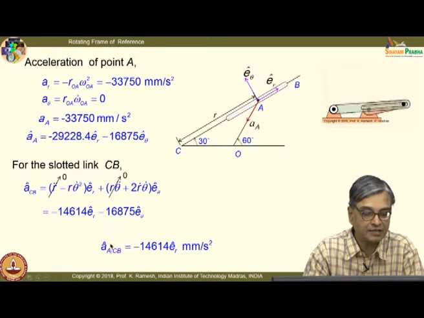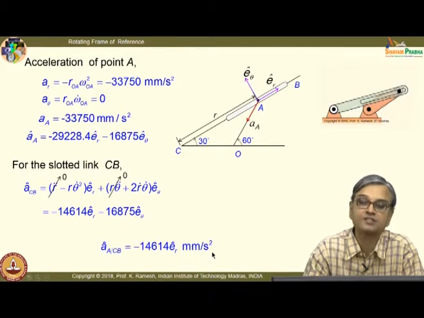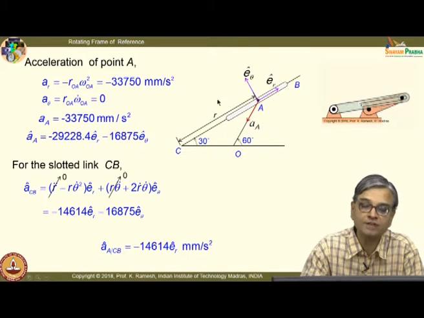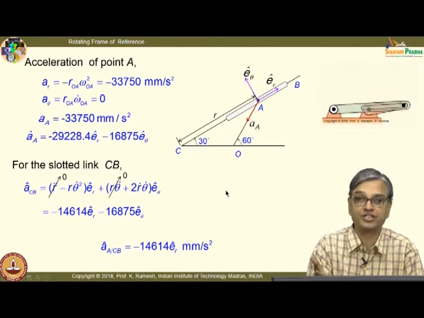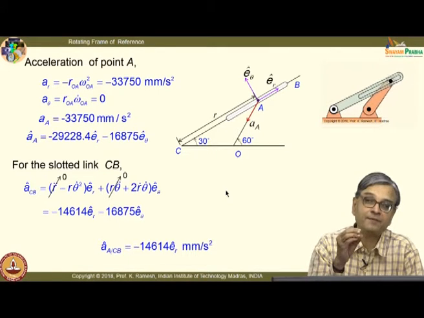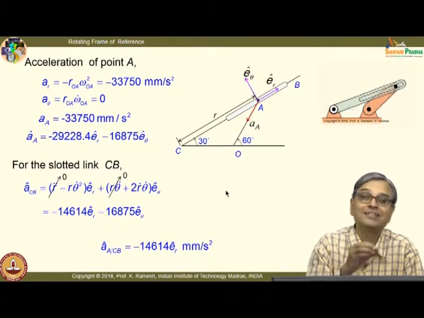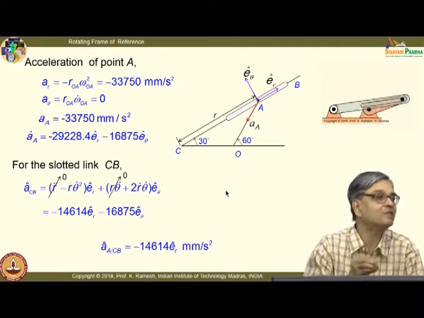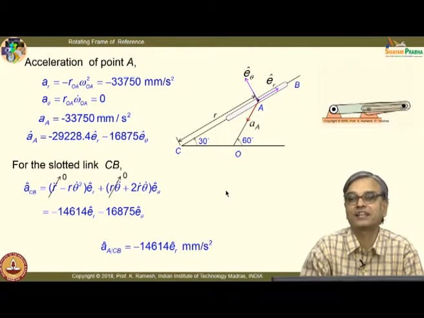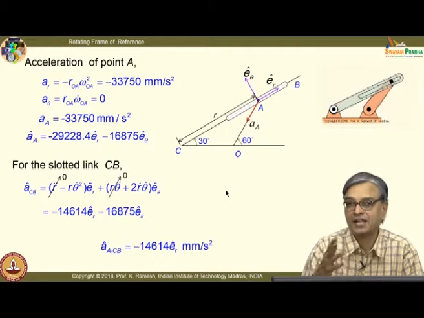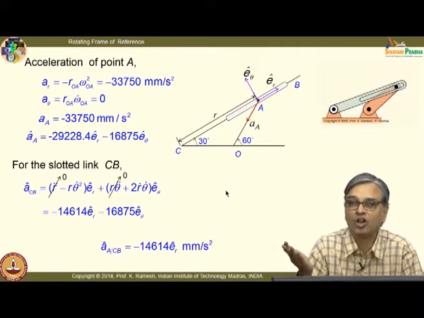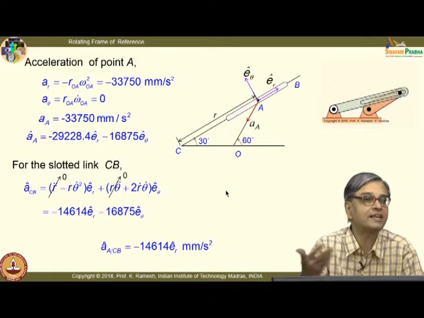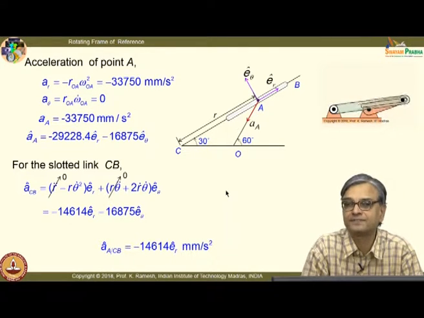So, I have the acceleration of A with respect to CB as minus 14614 er millimeter per second square. This is again along the slot, which reinforces the discussion that when I sit on the rotating frame of reference, the slot dictates the direction of velocity as well as the acceleration direction. If the slot is straight, it turns out to be along the slot. If it is curved, it is dictated by the normal and tangential components.